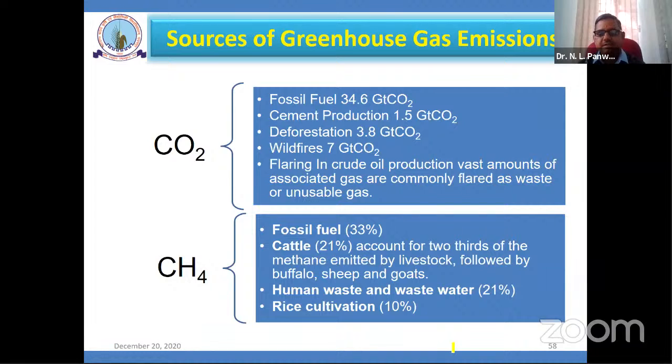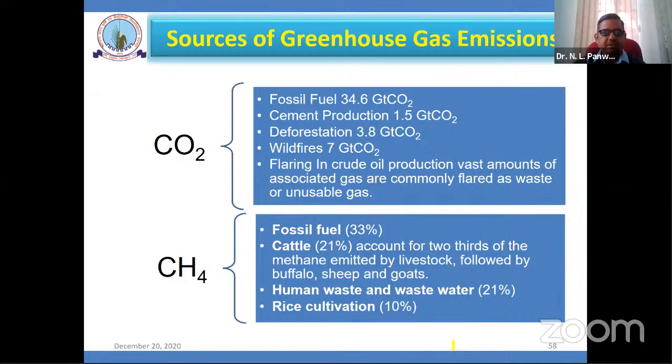And human waste, wastewater, and rice cultivation. See, the last line is rice cultivation. Rice cultivation contributes 10% of this methane emission. More study is being conducted by agriculture scientists and plant breeders, who are making genetically modified rice species or breeds to produce less CH4. So this is about your methane content.